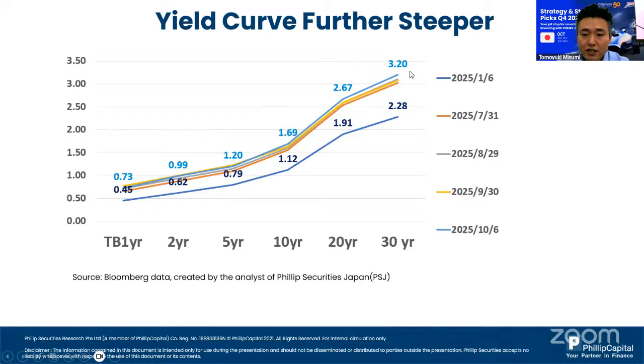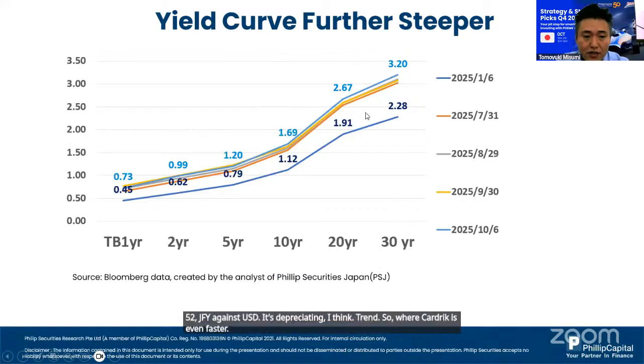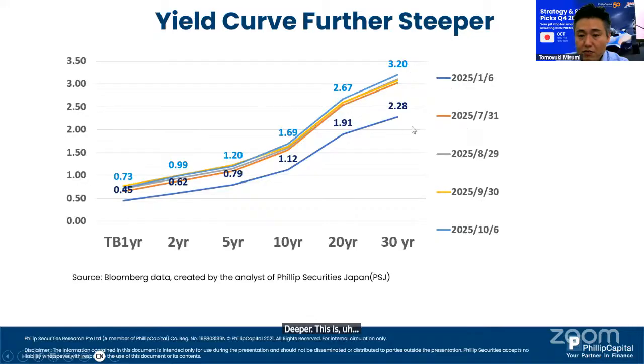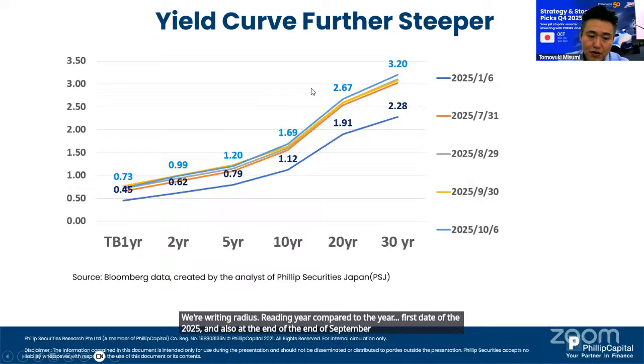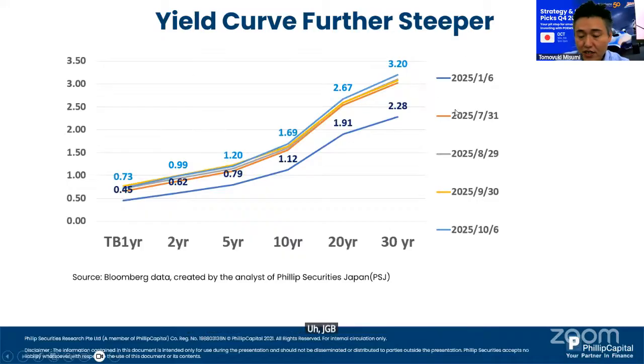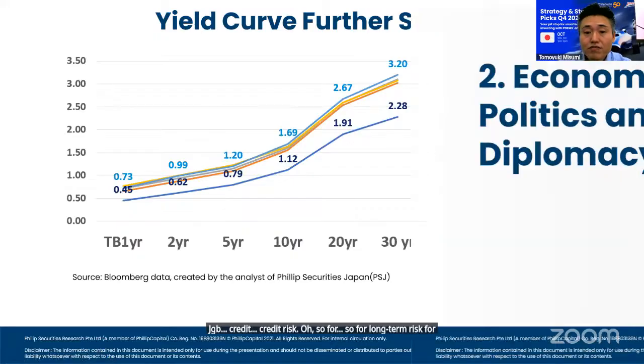So the yield curve is even steeper. This is a yield curve of the selected date, September 30. In the current yield curve, the 30 year bonds are steeper, with a higher yield compared to the first day of 2025 and also the end of September. This is maybe a reflection of the government JGB credit risk and also further long-term risk of the Japanese economy.